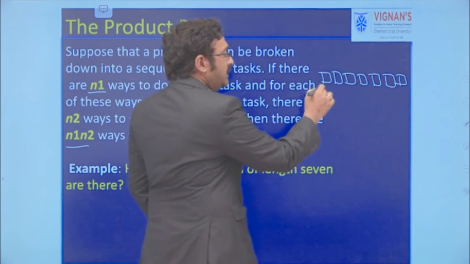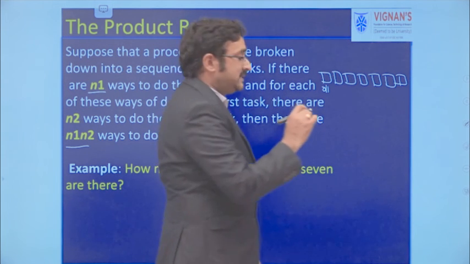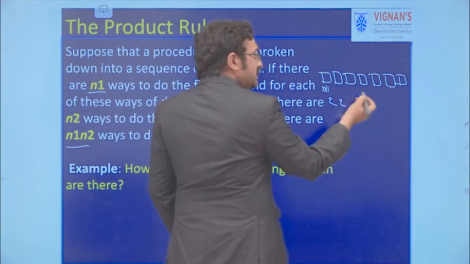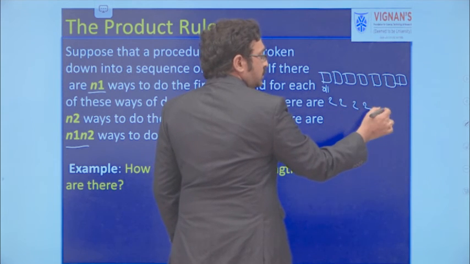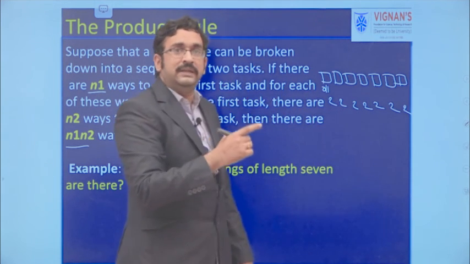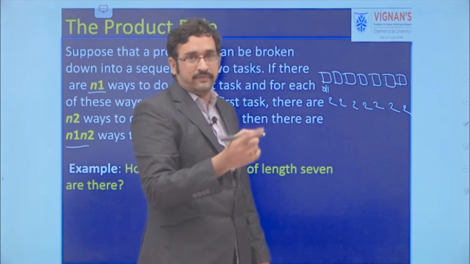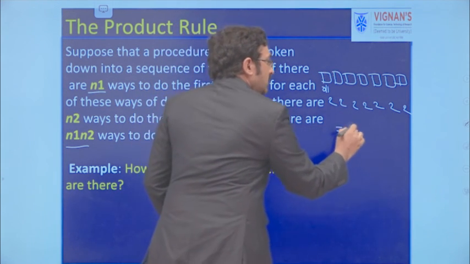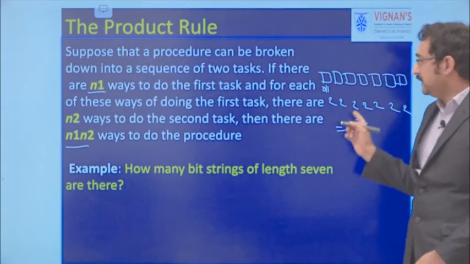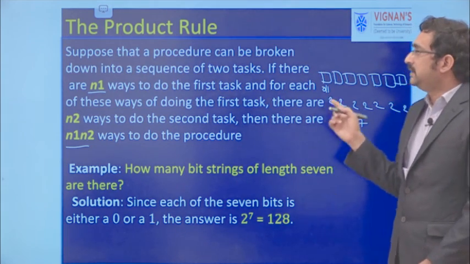So the first bit can be either 0 or 1, so for the first bit there are two ways. Similarly, for the second bit there are two ways. The third bit can be 0 or 1, two ways. Fourth, fifth, sixth, seventh, the same. So for each bit in the given bit string there are two possibilities, either 0 or 1. So in total there are 2 power 7 possible bit strings of length 7. This is one of the examples for the product rule.